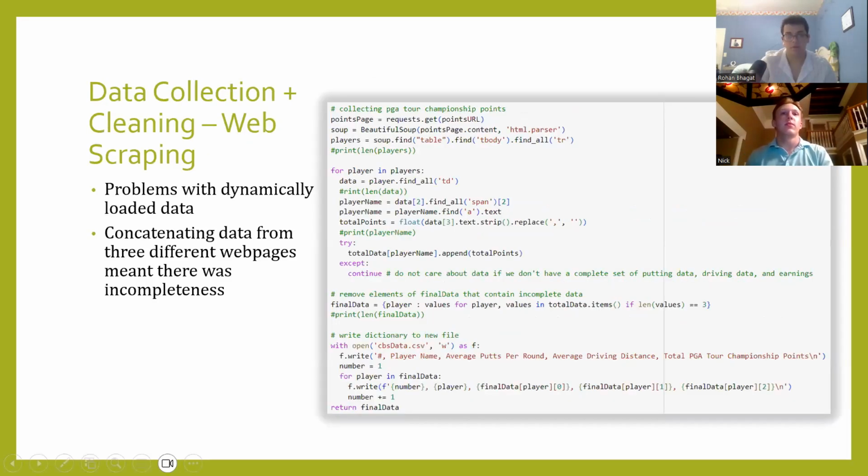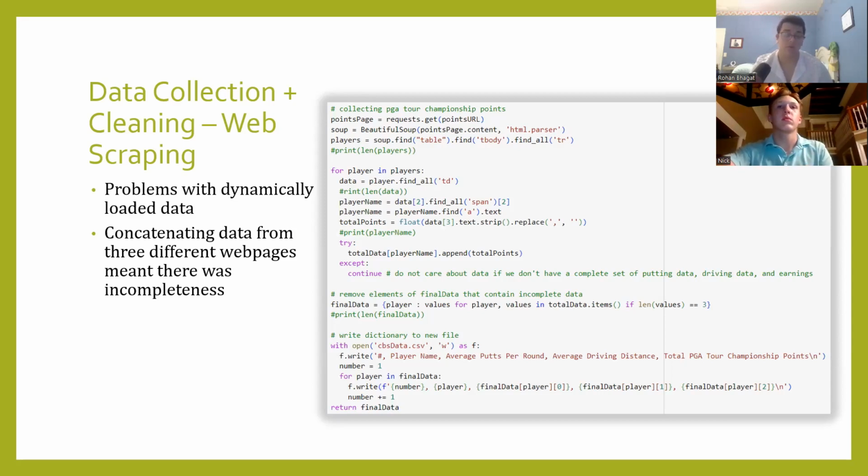Yeah, and then we also got some additional data just to supplement that. So we started with web scraping, and we wanted to find data on basically just driving ability and putting ability on the PGA Tour for the past couple seasons, and we wanted to link that to actual performance on the tour. So we took their FedEx Cup points, and we ran into some problems with that just because the data we were trying to pull from the PGA website was dynamically loaded. And so when we used Beautiful Soup to parse through that, it ran into a lot of problems.